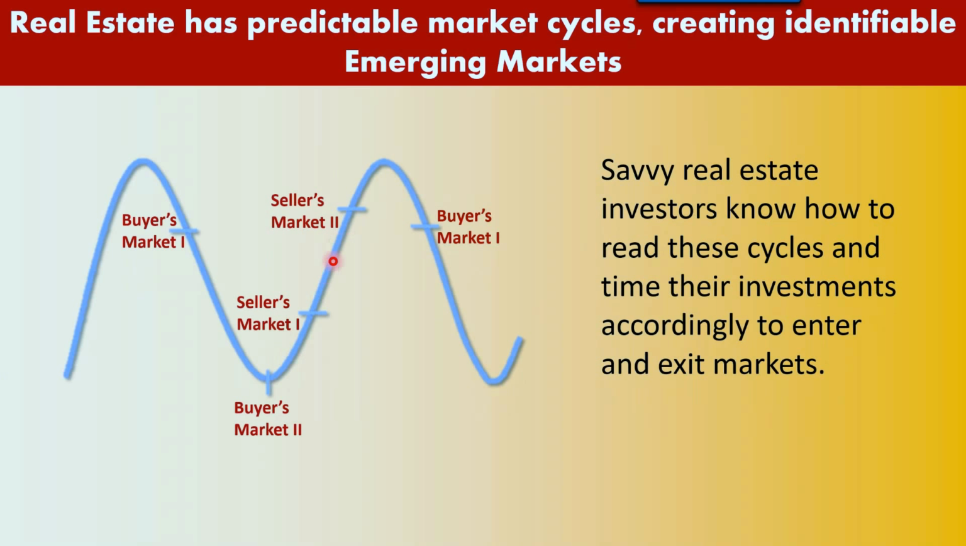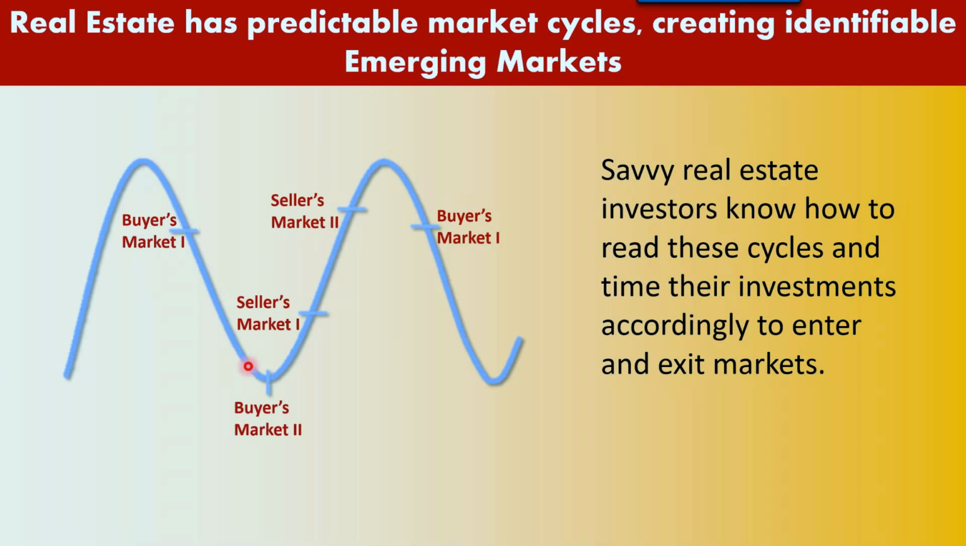Dallas is somewhere here. It still has a ways to go, but it's probably in the sixth inning. San Francisco is on the bottom of the ninth inning. So that's a perfect example of how you can have markets at different levels. Sacramento, which is 100 miles from San Francisco, is probably right about here.